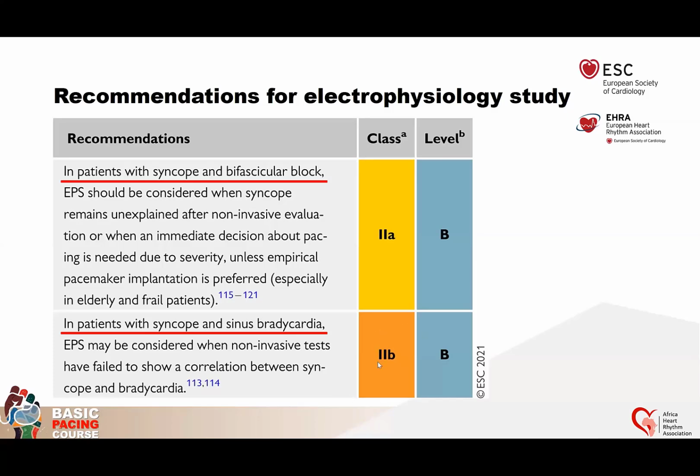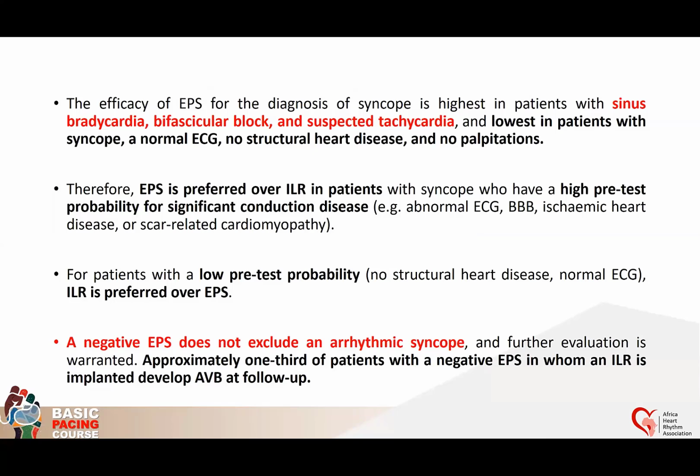It's a 2B. And to better understand the role of electrophysiology in these patients, it is most efficient when the patient is at high risk, meaning he has sinus bradycardia, he has fascicular block, he is suspected of tachycardia, and its efficacy is lowest in patients with syncope and normal ECG, no structural heart disease, and no palpitation. In other terms, if your patient is at high pretest probability, EPS is better than implantable loop recorders. But if your patient has no structural heart disease and a normal ECG, implantable loop recorders are preferred over EPS.